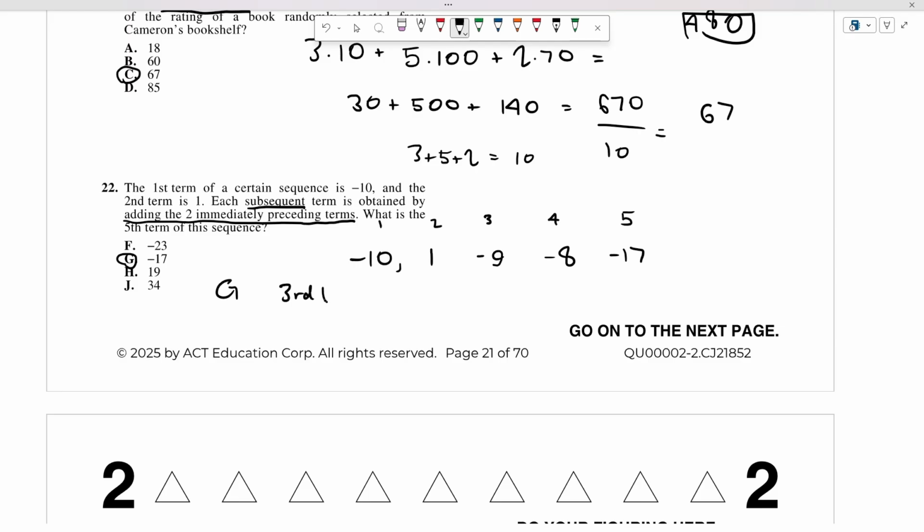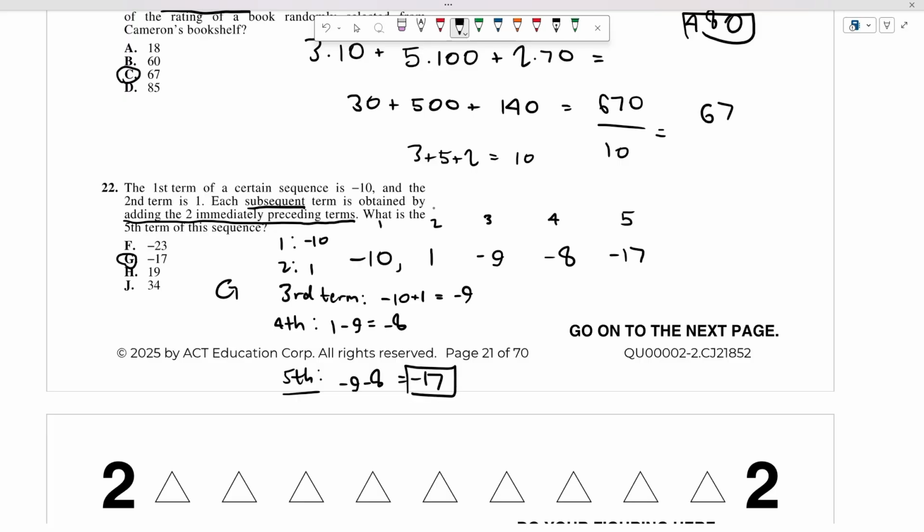So third term, okay, we have 1, 2, negative 10, 1. Third term is negative 10 plus 1, which is negative 9. Fourth term is 1 minus 9, which is negative 8. And then fifth, which is our lucky winner, is negative 9 minus 8, which is negative 17. Okay, so two ways to do that problem.